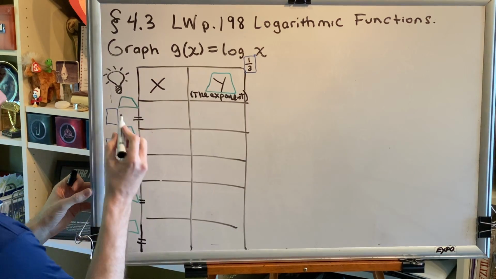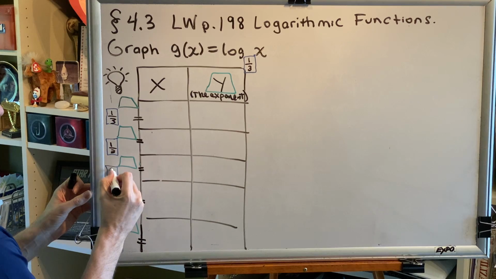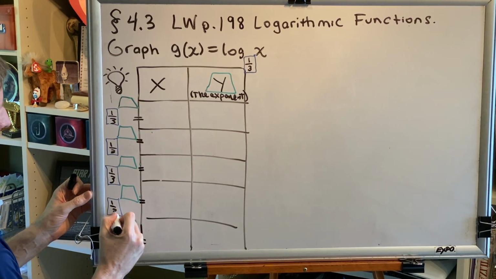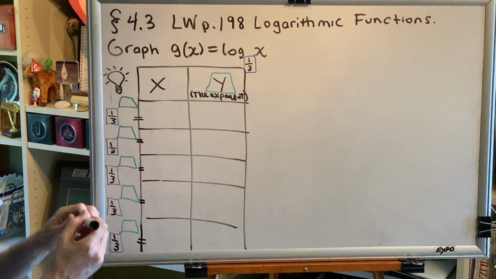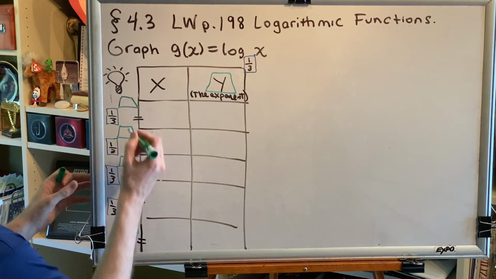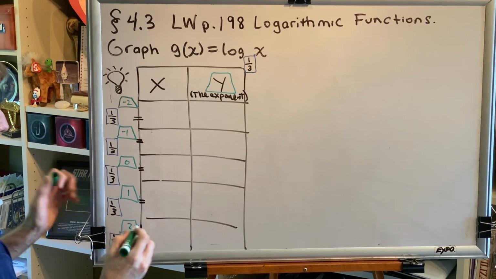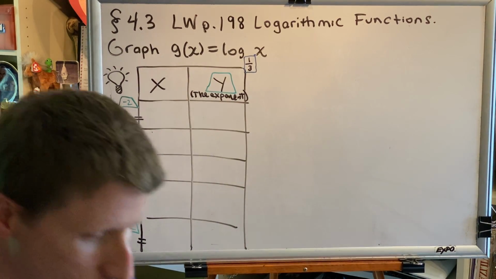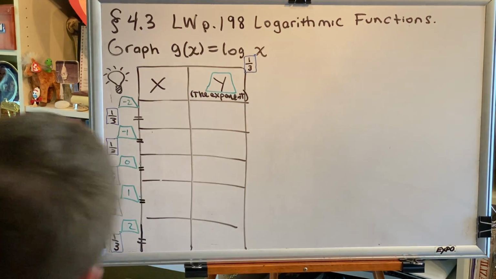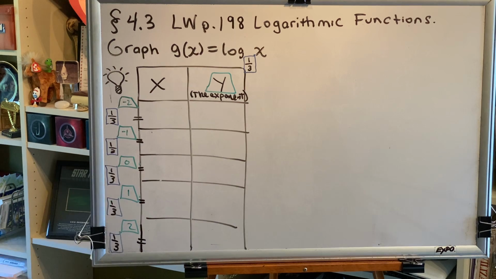So whatever your base is, that's going to go over here in the blue box of your thinking space. 1/3. The exponents in your thinking space, we get to choose, and we always choose the same numbers. -2, -1, 0, 1, and 2. All right, so now all we have to do is figure out what the x values are. We have to evaluate each one of these.